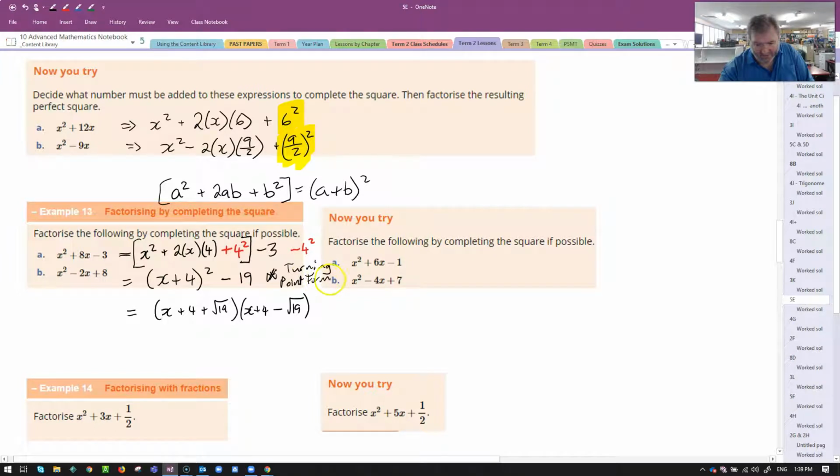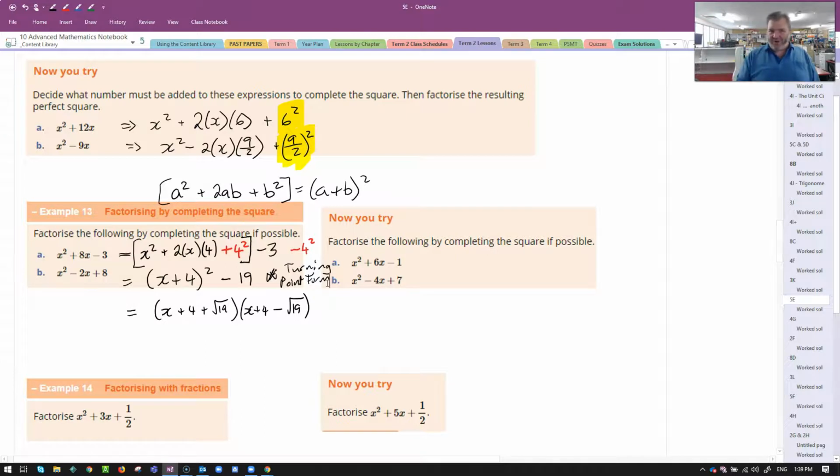Because it gives us the coordinates of the turning point of that parabola. That parabola would have turning points. The x-coordinate of the turning point would be negative 4. The y-coordinate would be negative 19. We'll look at that coming up, but there's just a little preview for those of you who are interested.